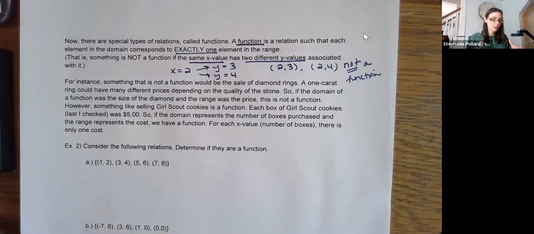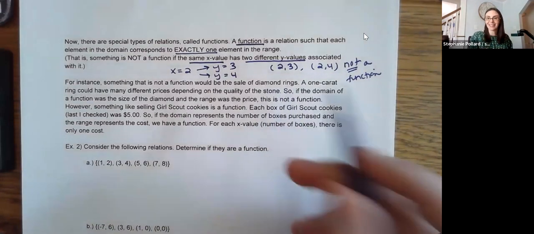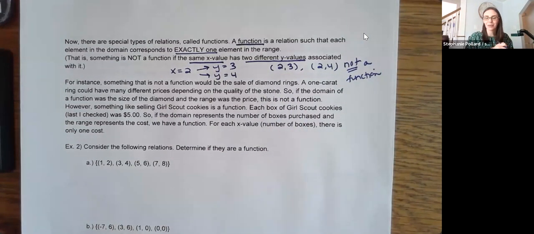As a real life example, something that is not a function would be like the sale of a diamond ring or any sort of expensive jewelry. A 1 carat diamond ring, for instance, could have very different prices depending on the quality of the stone, and even the shop. So maybe a 1 carat square cut stone here is $1,000, but over there it's $500, and then here it's $5,000, right? So it can vary, even though they're all buying 1 carat. So that's not a function. You have different prices for the same input of 1 carat.